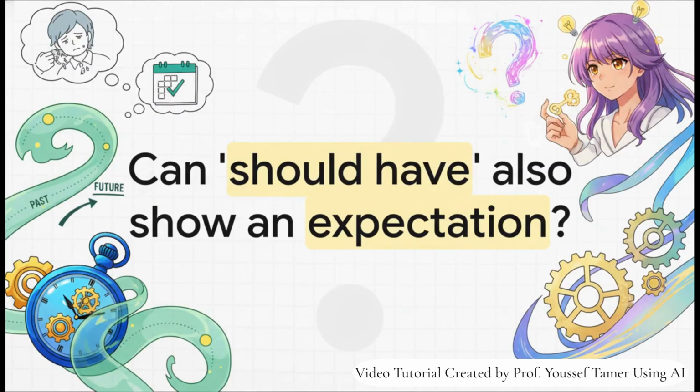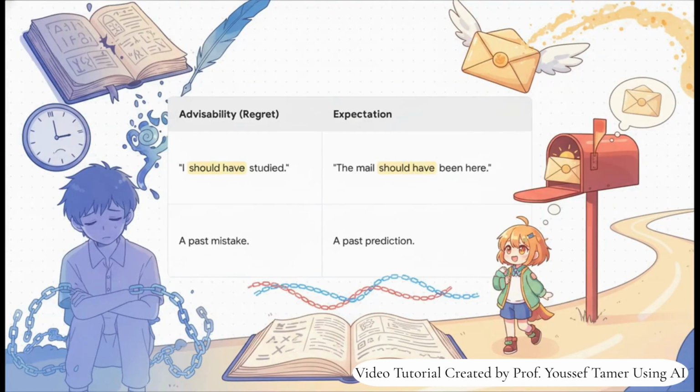And here's the curveball. We just learned that should have is all about regret, right? Well, yeah, but it can also be used to talk about an expectation. So how in the world do you tell them apart? Let's put these 2 side by side. I should have studied, that's clearly about regret, right? A past mistake. But then look at, the mail should have been here by now.